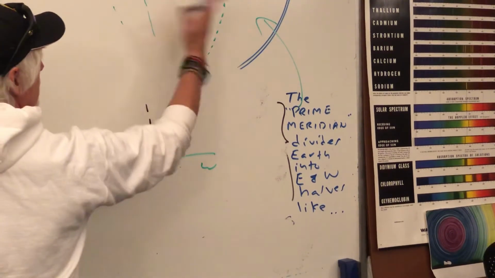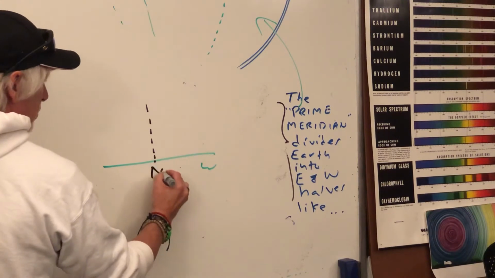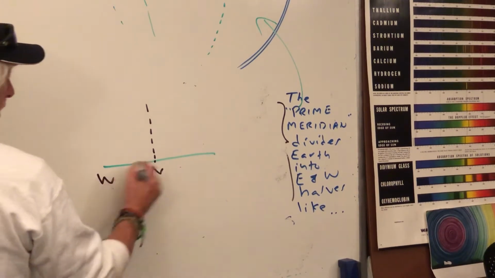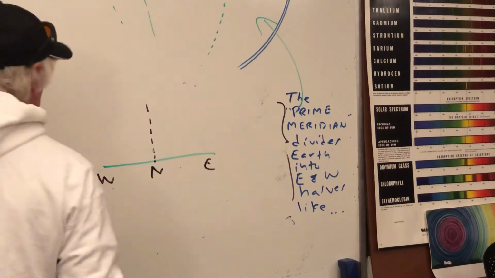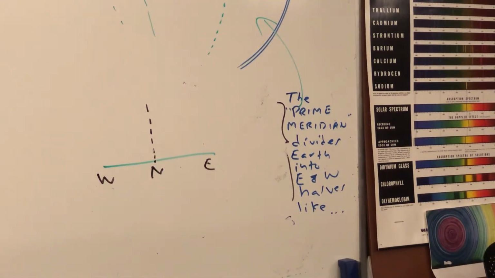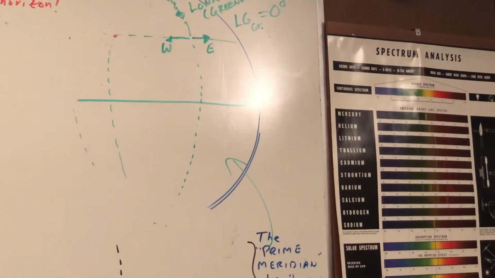This divides Earth into east and west. If, of course, I do this, and now that's north, then it flips. Still, the meridian goes up and over and connects north to south, dividing our sky into east and west halves, the prime meridian dividing Earth into east and west halves.